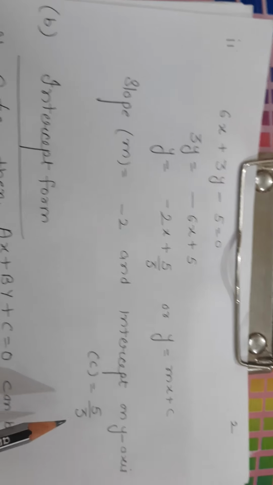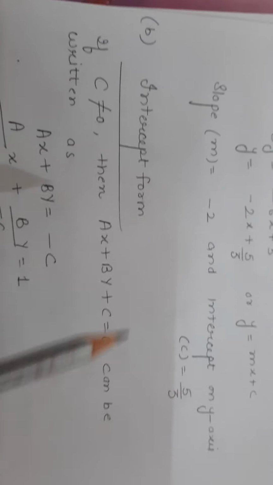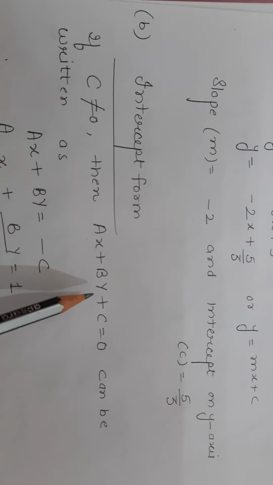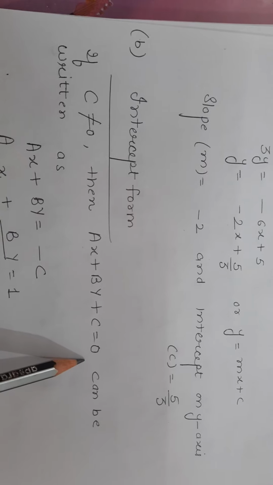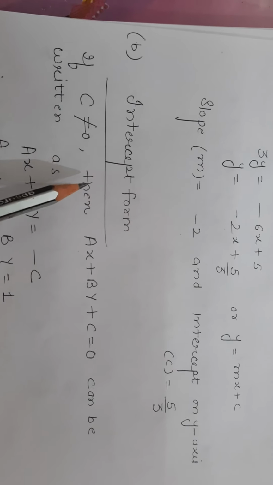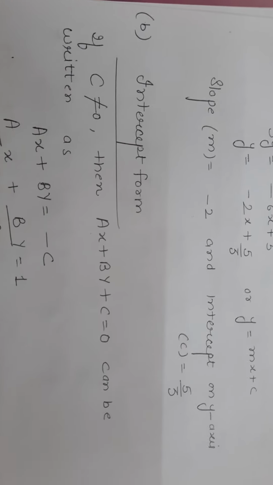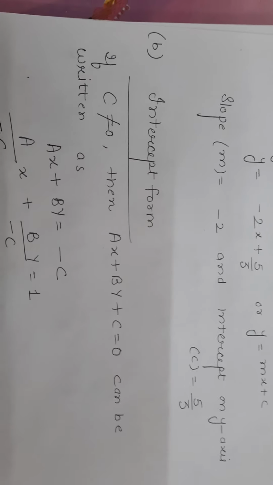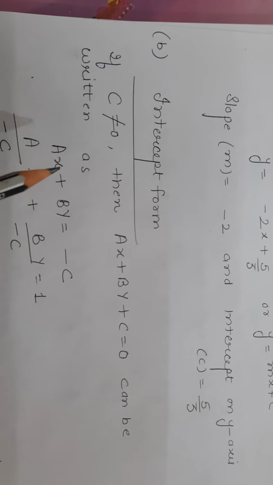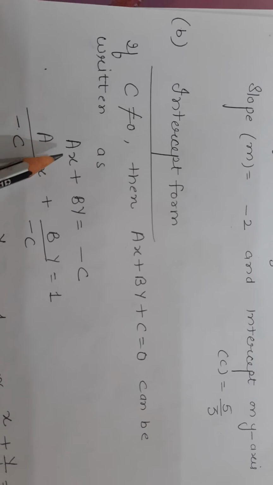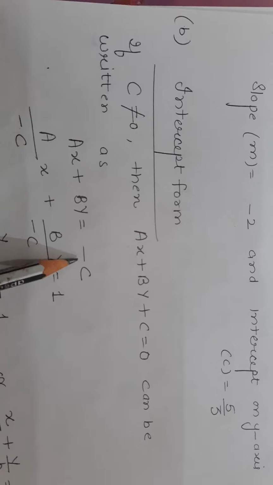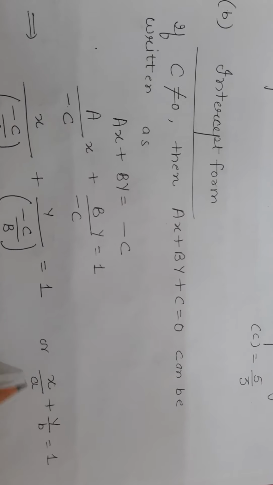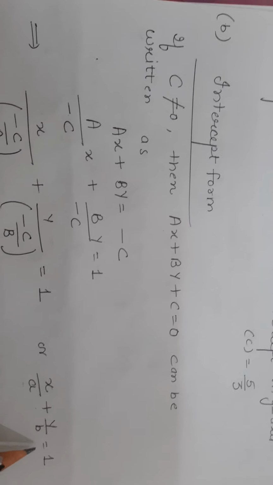Now the next form is, we are going to reduce this general equation ax plus by plus c equal to 0 into the intercept form. Intercept form means we are going to find the intercept on both x-axis as well as y-axis. First you look at the procedure. This is ax plus by is equal to minus c. Now, this is our intercept form: x by a plus y by b equal to 1.